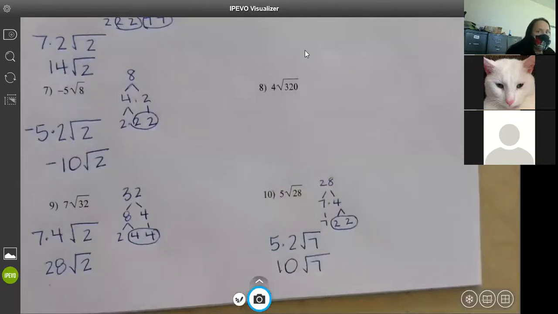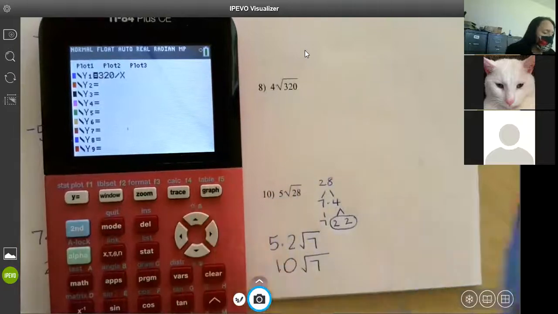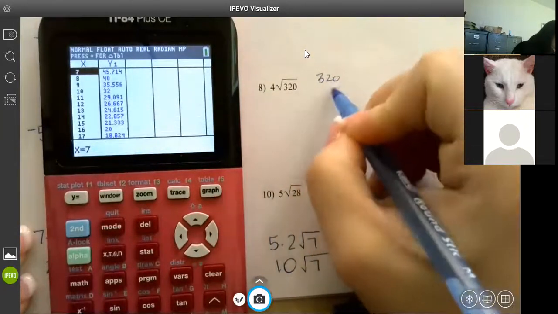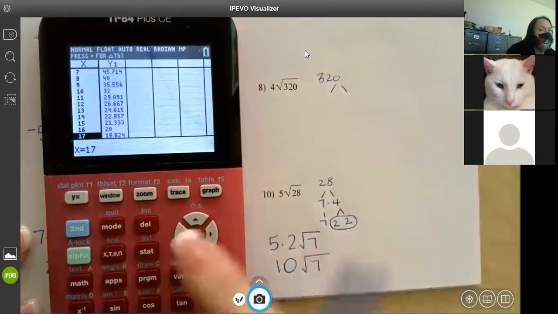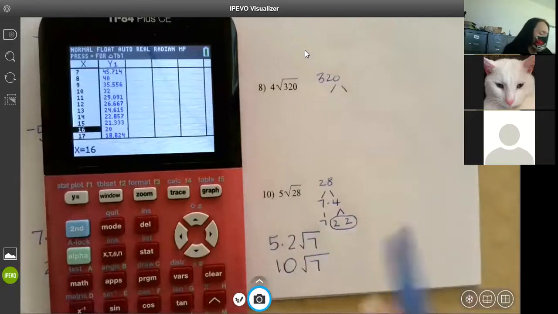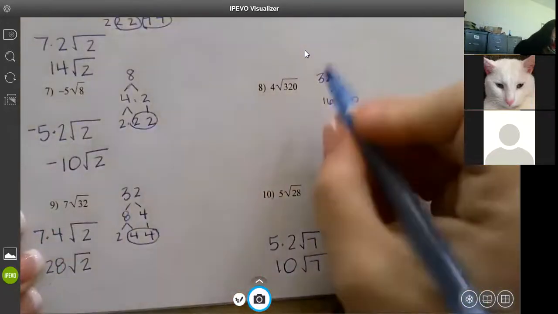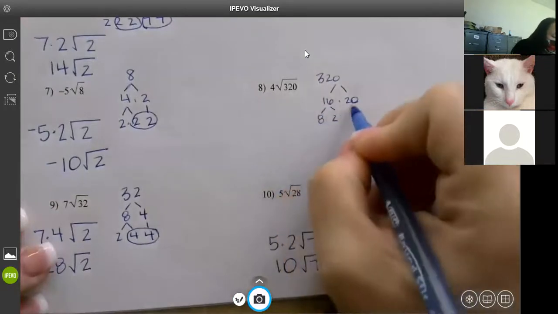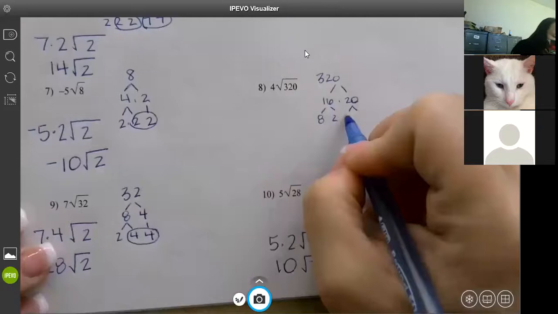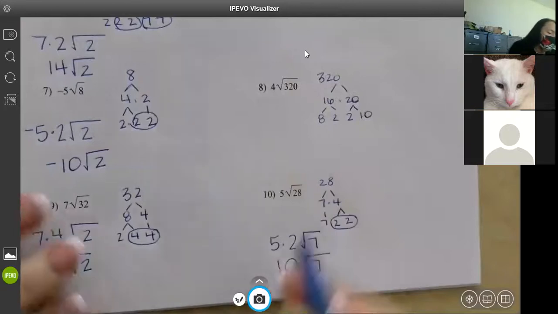Okay. Number 8. We're going to find factors of 320. So we'll do 320 divided by x and look at our table. We can do 8 and 40. Down here is 16 and 20, might be easier for you. It doesn't matter, whatever you want to choose. So I'm going to do 16 and 20. What are your factors of 16? 8 and 2. What are your factors of 20? 2 and 10 is fine. 5 and 4 is fine. It doesn't matter. It'll all end up breaking down the same.